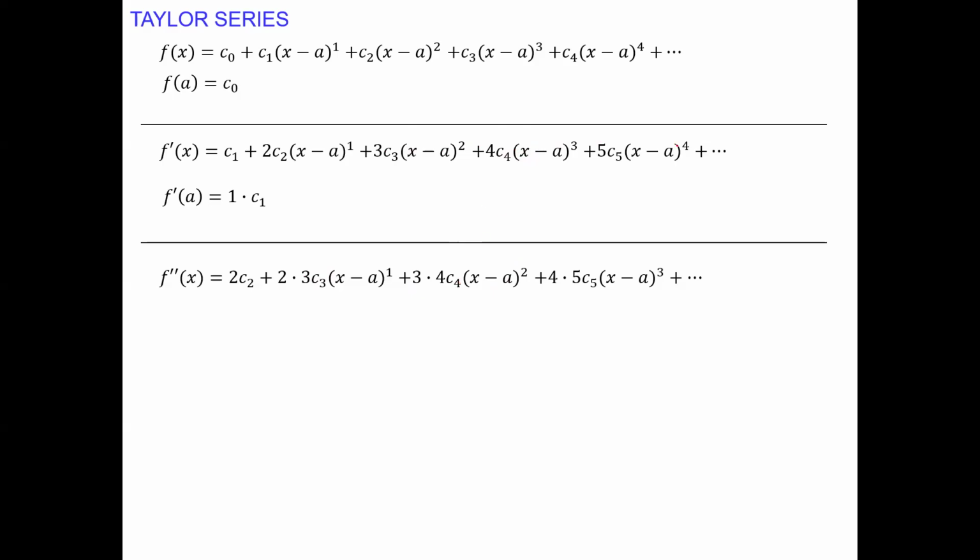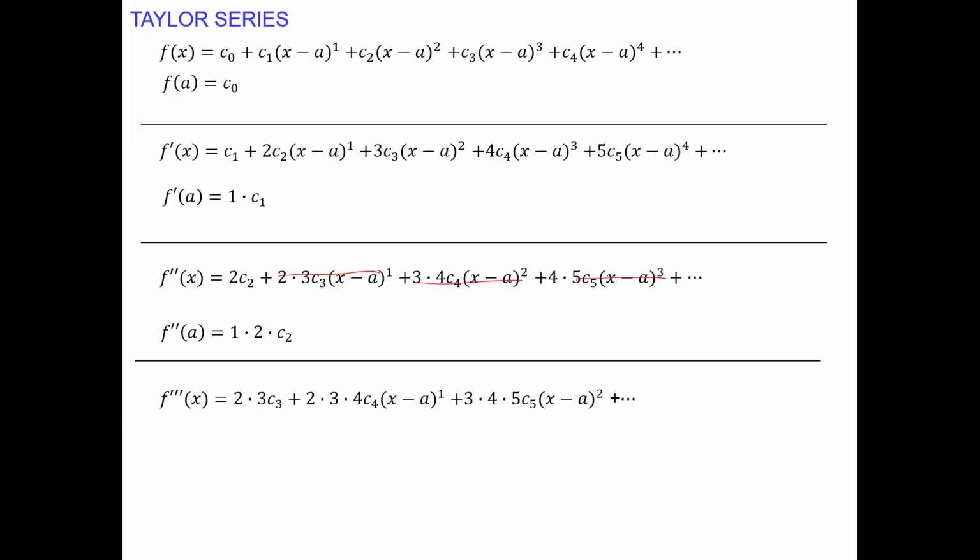And then repeating the process, finding the value at a of the second derivative. These terms will be gone. It will be just this one. You probably see me writing this form, c sub 1, in a weird way: 1 times c sub 1, 1 times 2 c sub 2. And then repeating maybe one more time the first derivative, and substituting a, it will be just this term, because all of the others will become 0. 1 times 2 times 3, c sub 3.